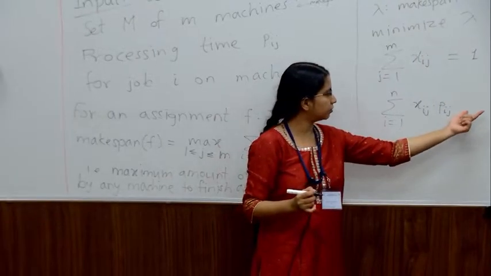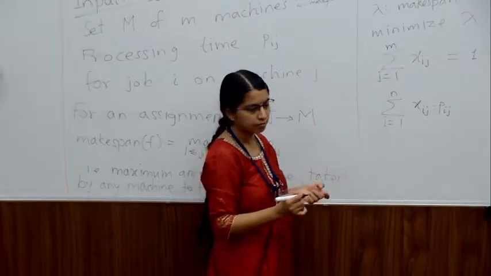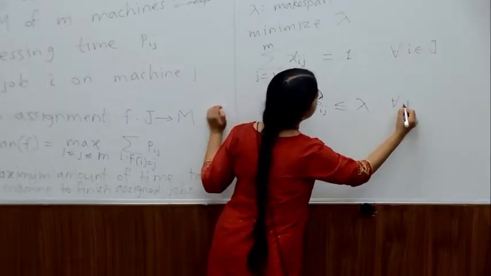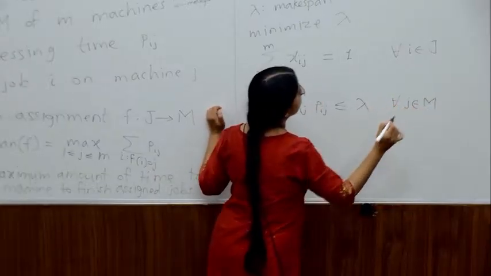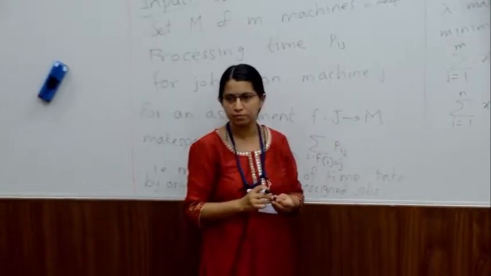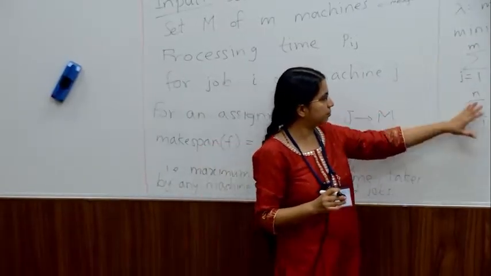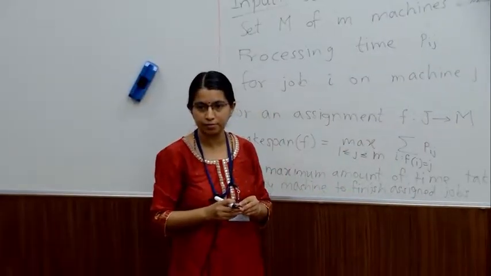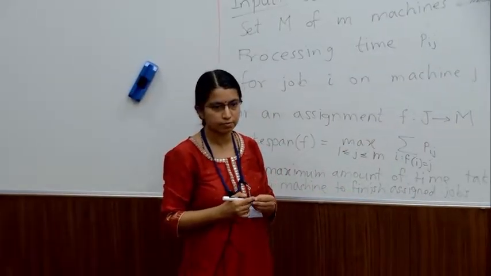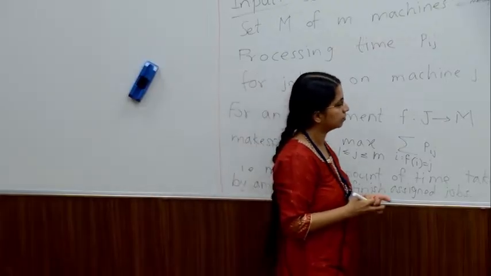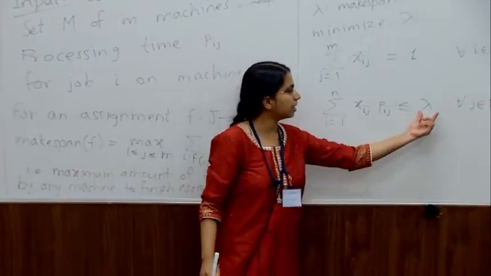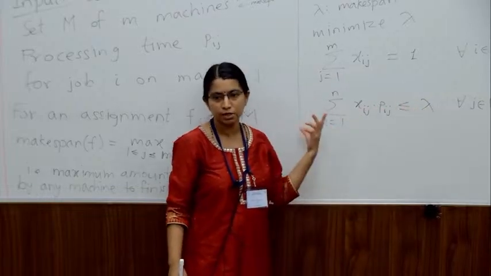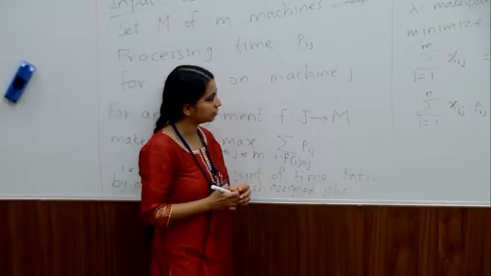What should the right side of the constraint be? Less than or equal to lambda, and this should be true for every machine. Please let me know if the LP itself is not clear. I will clarify that. If you are not comfortable with having a variable on the right side, you can of course write this minus lambda less than or equal to 0, and that will be the standard form that we have seen.